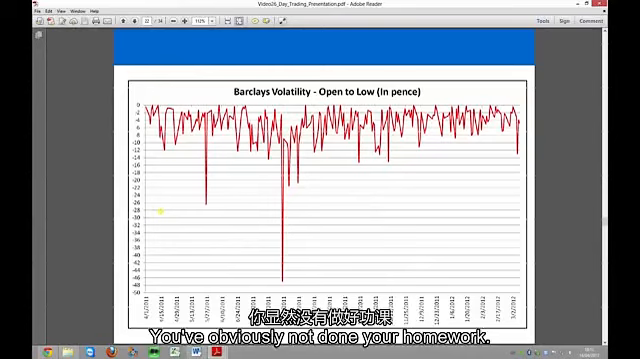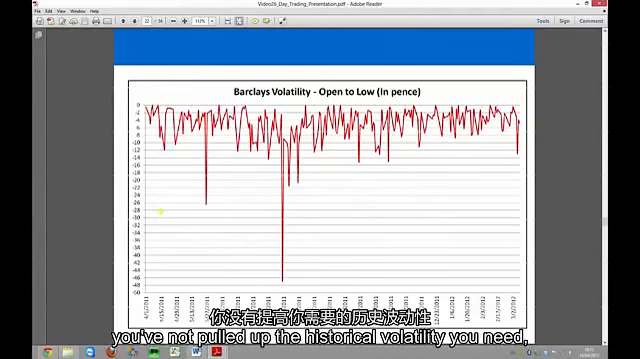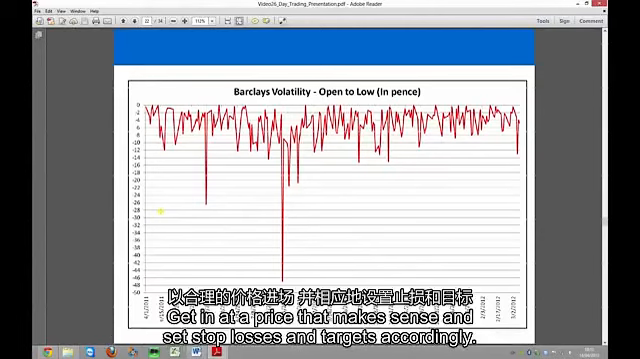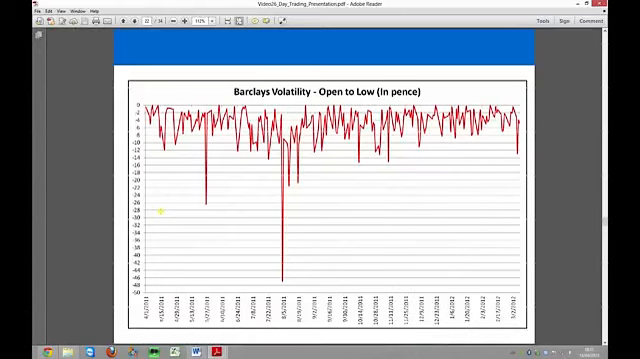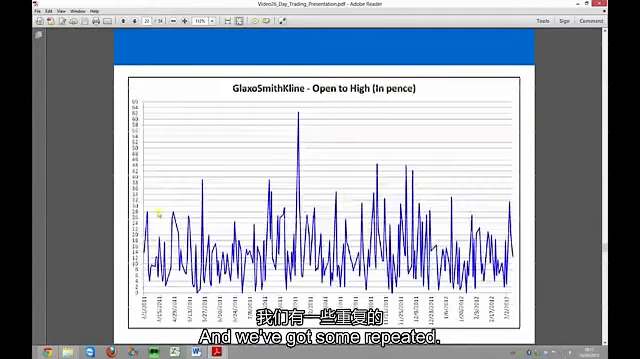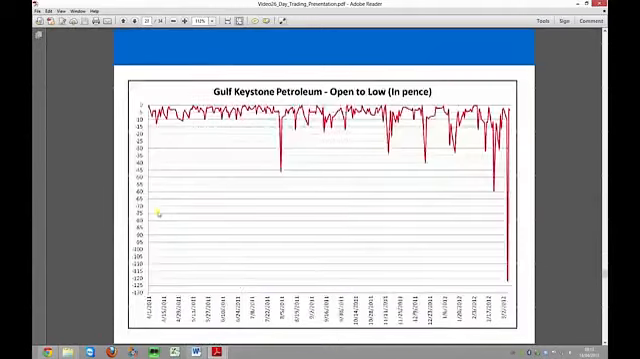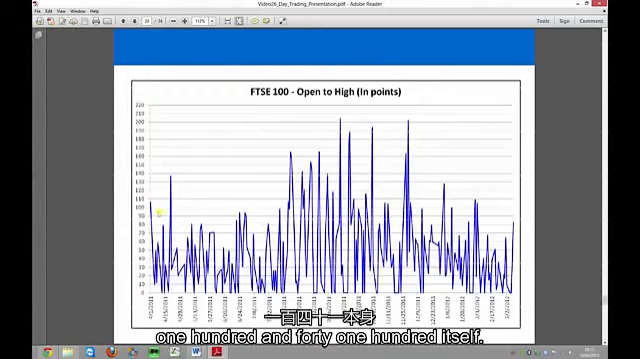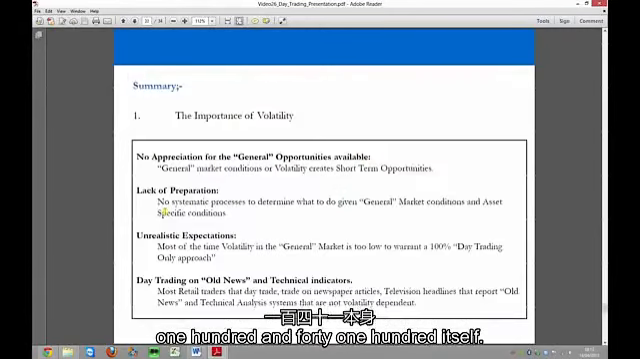You've obviously not done your homework. You've not pulled up the historical volatility. You need to check this and manage your expectations. Get in at a price that makes sense and set stop losses and targets accordingly. And we've got some repeated analysis here for stocks in the FTSE 100 and for the FTSE 100 itself.